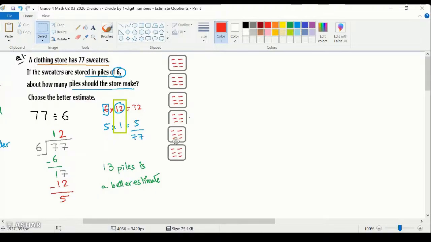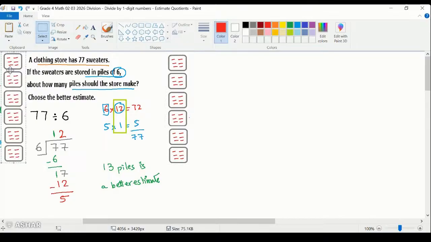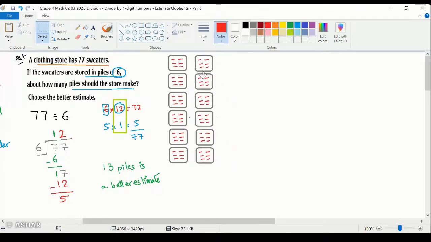Then 6 piles will have 36, and another 36. So if the total for this was 36 plus 36, how many piles were made? There were 12 piles: 1, 2, 3, 4, 5, 6, 7, 8, 9, 10, 11, 12. And the total number of sweaters arranged were 72. But we had how many sweaters? We had 77 sweaters.